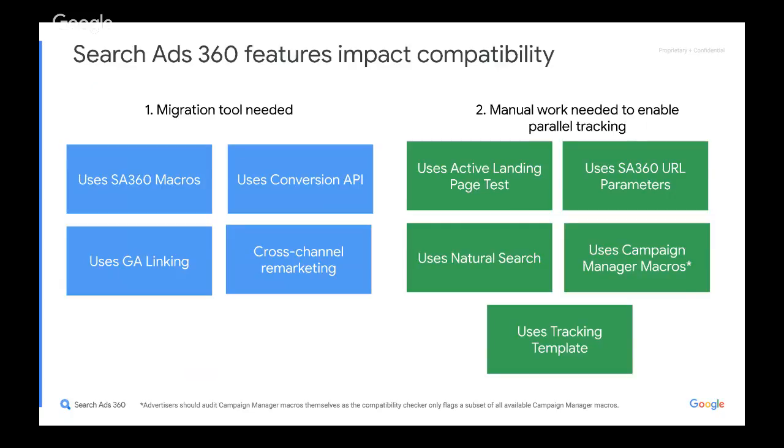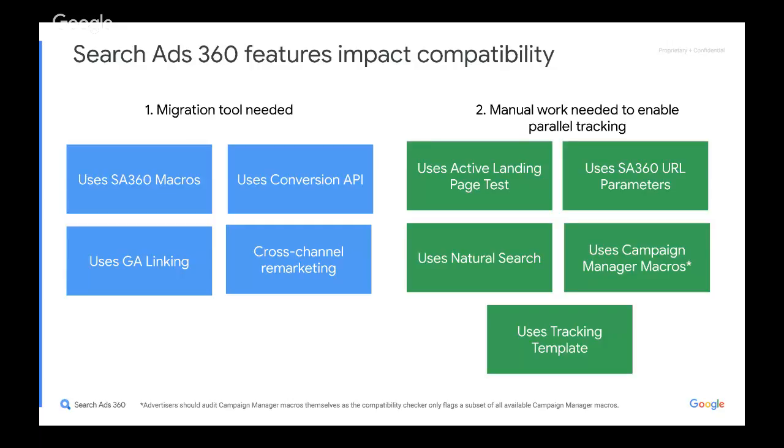So here we can basically differentiate between 2 buckets of features. One is the bucket of features for which we need the migration tool, and the other one is the bucket of features for which we need to make manual adjustments. So the migration tool is needed, for example, if we're using Search Ads 360 macros, if we have the conversion API activated, if we have Google Analytics integrated with Search Ads 360, or if we're using cross-channel remarketing such as search to social or social to search.